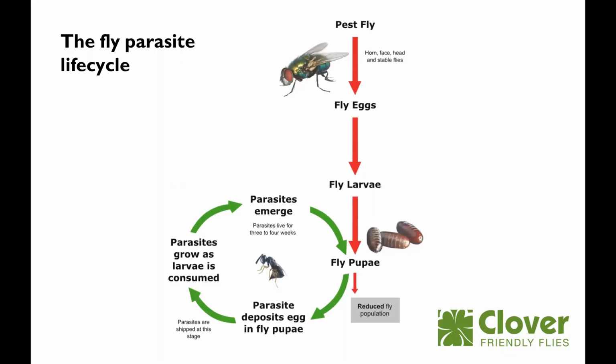So the basic life cycle we have is that our wasps will deposit their eggs in a fly pupae, and they'll then eat the larvae and develop and hatch themselves, and then go on to infect and parasitize more pupae. So really you're stopping the fly population at source rather than trying to kill adult flies as you would with sprays and pour-ons.